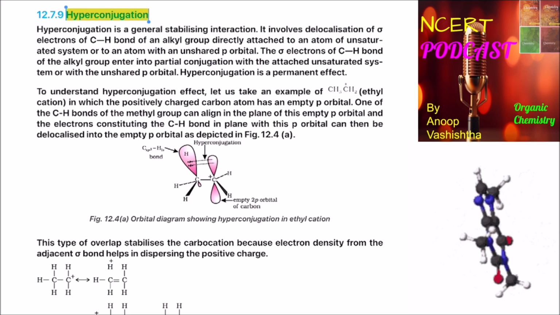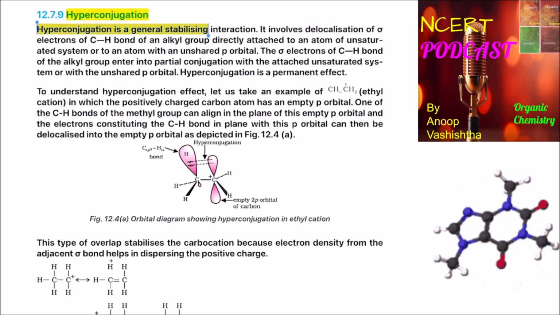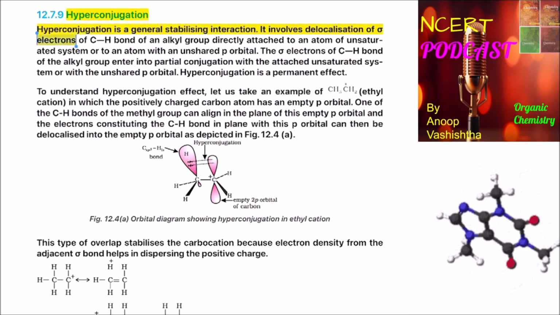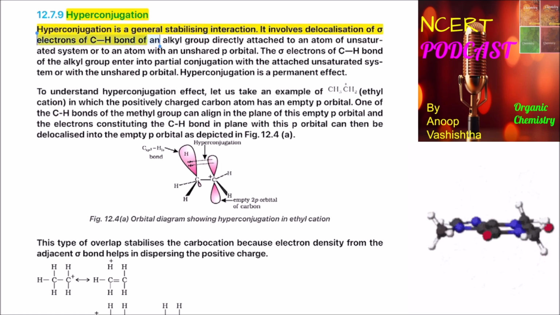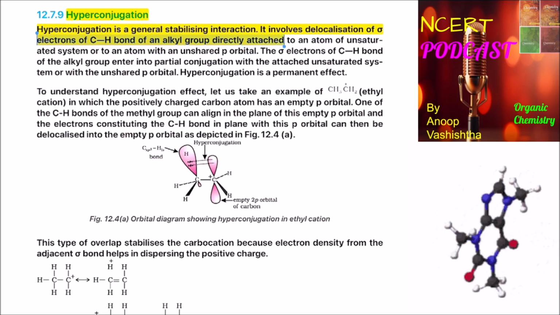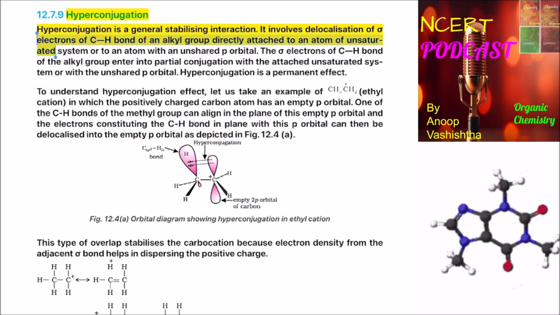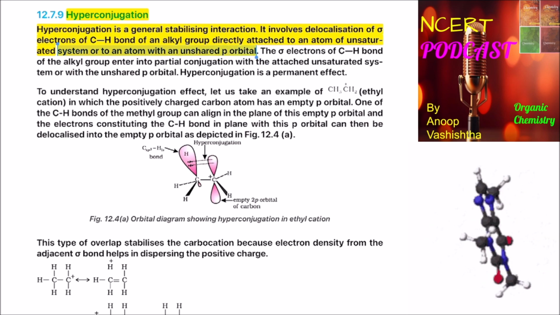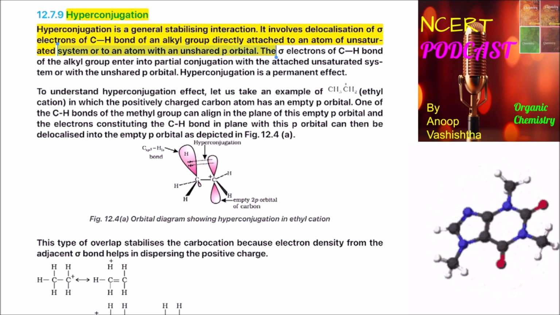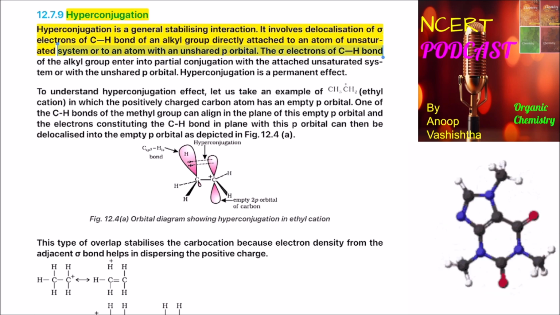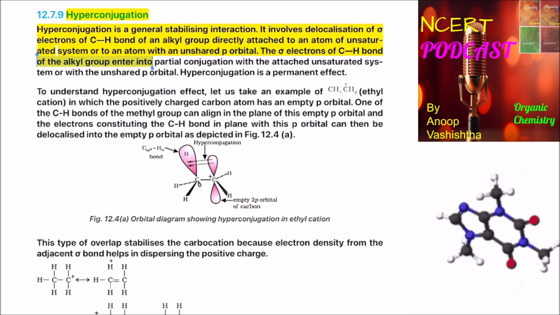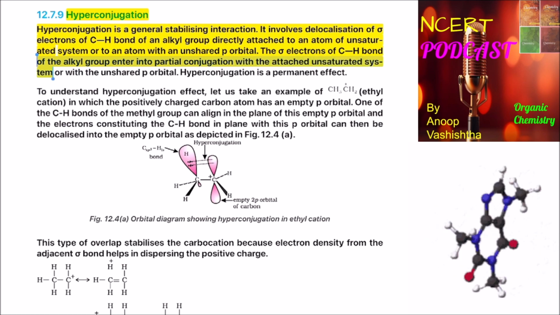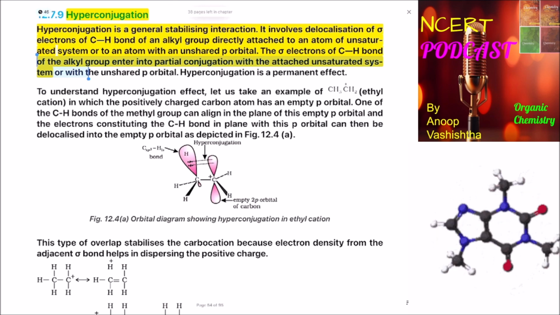Hyperconjugation. Hyperconjugation is a general stabilizing interaction. It involves delocalization of sigma electrons of C-H bond of an alkyl group directly attached to an atom of unsaturated system or to an atom with an unshared p orbital. The sigma electrons of C-H bond of the alkyl groups enter into partial conjugation with the attached unsaturated system or with the unshared p orbital.